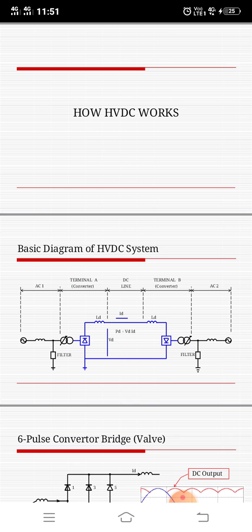So the rectifier and inverter stations have various pulse converter bridge valves. Later we will see this in the remaining classes, the next class.